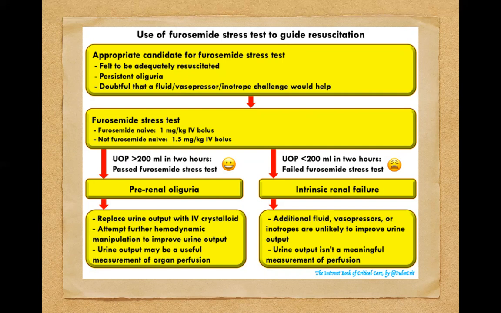What it means is that there's actually an intrinsic cause of the renal failure, and this kidney is not able to produce urine, doesn't matter how much fluid or vasopressors or inotropes you give. So giving any more of those could be detrimental to the kidneys, and it's usually an indication that you probably have to dialyze this kidney, because otherwise it's not going to produce any more urine. And it also means you can't use urine output as a marker for organ perfusion when you are monitoring shocked patients.